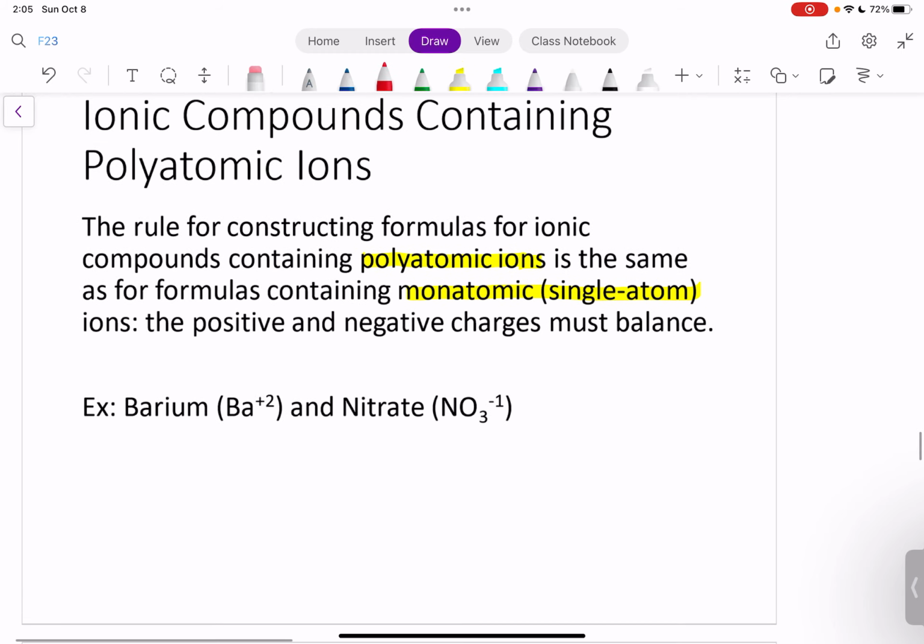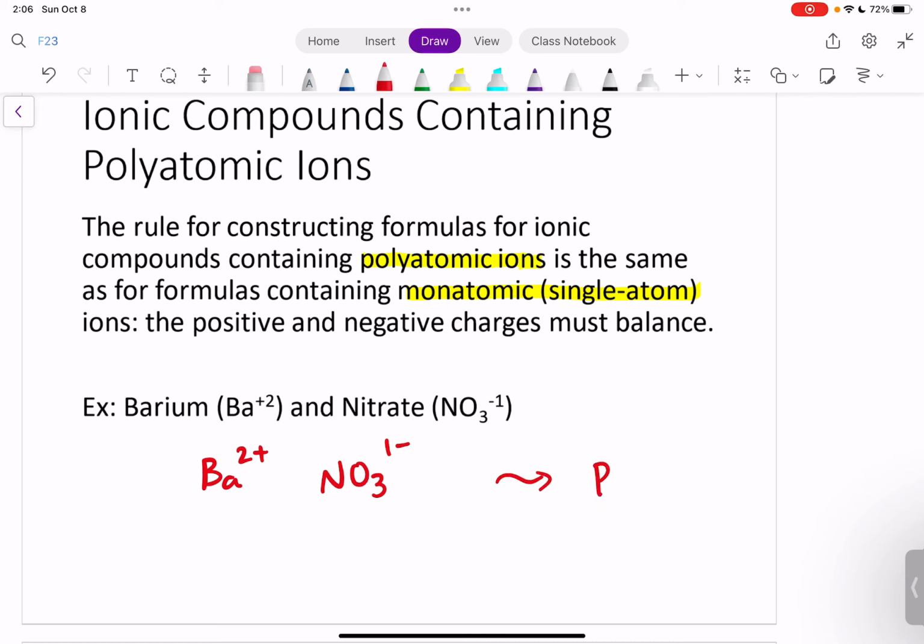So let's do an example here. We've got barium, right? Barium's in group 2A, so it's going to form a 2+ charge when it forms an ion. And we've got that written here. And then nitrate is one of our polyatomic ions. All right, so if barium has a 2+ charge, so that's our cation, and nitrate, NO3, has a 1- charge.